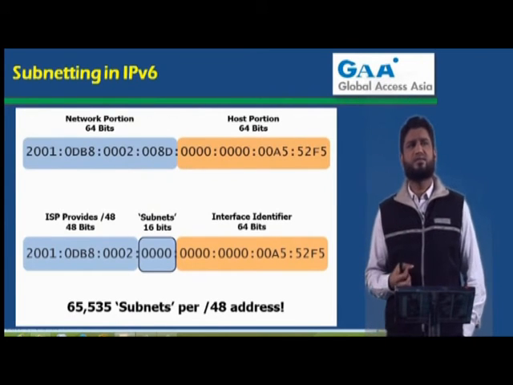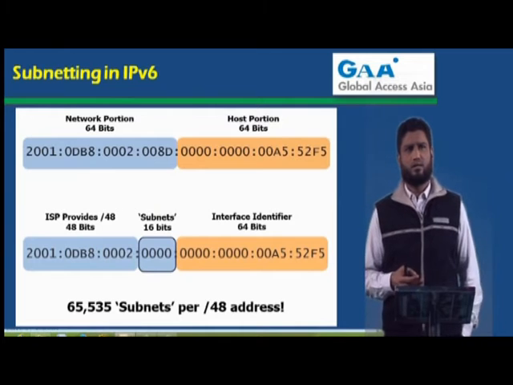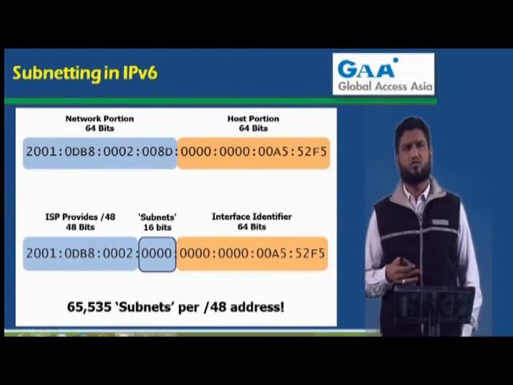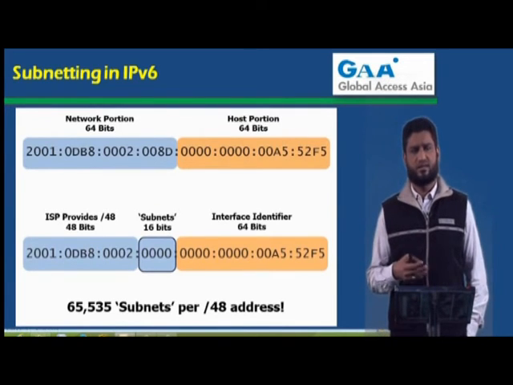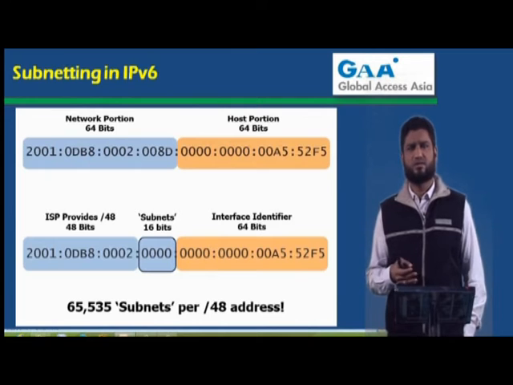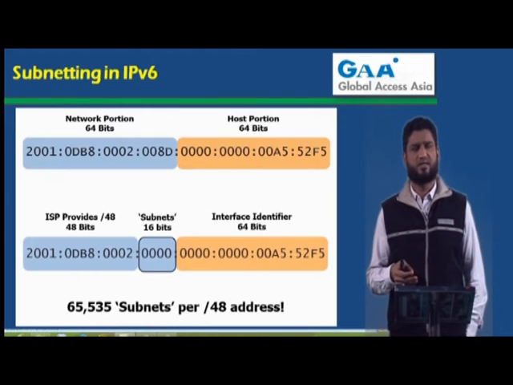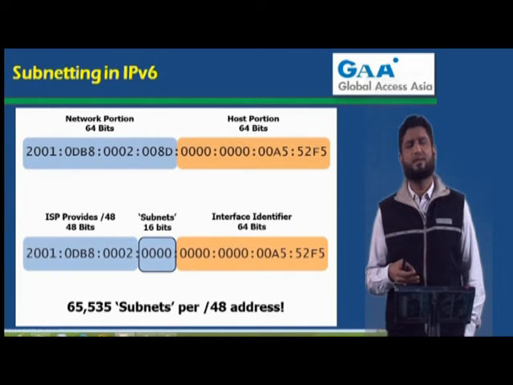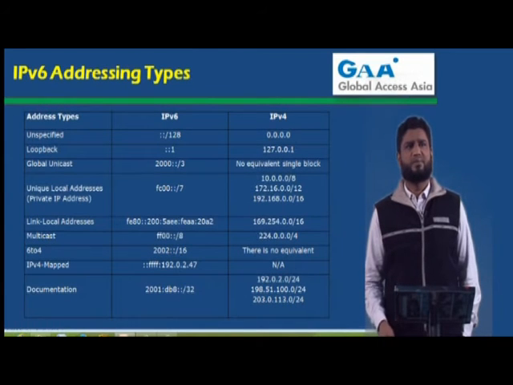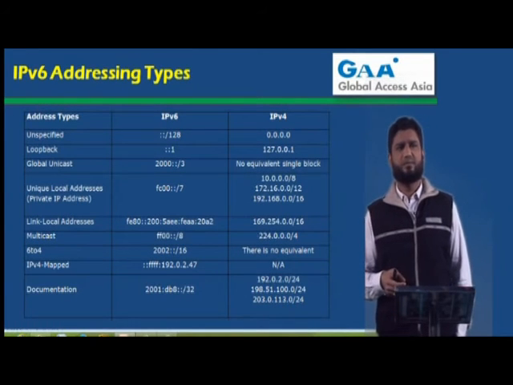Subnetting in IP version 6: as we said earlier, the network portion is 64 bits and the host portion is 64 bits. The ISP provides 48 bits, and we have subnets for only 16 bits here, and the interface identifier is 64 bits. That gives 65,536 subnets per /48 address. And IP address types are very important in this figure.